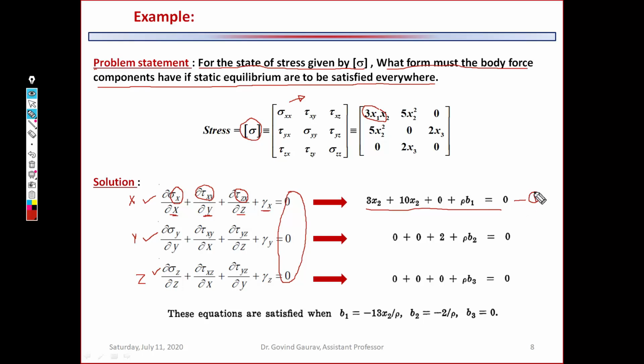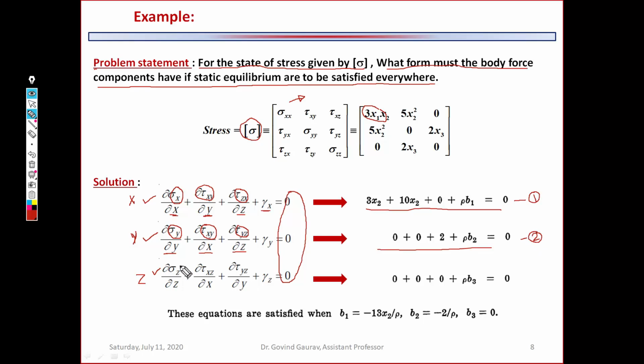Similarly, we will do the same thing in the y direction. Simply we will put the coefficients of sigma yy, tau xy, and tau yz in this equation and partially differentiate it with respect to y, x, and z. Then we will get the following equation. So this one is the second equation.